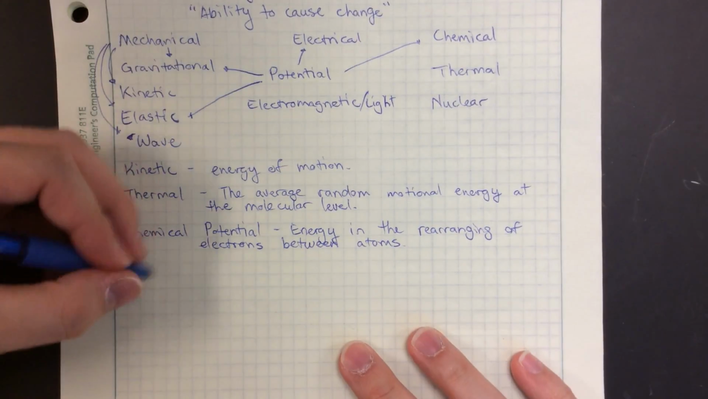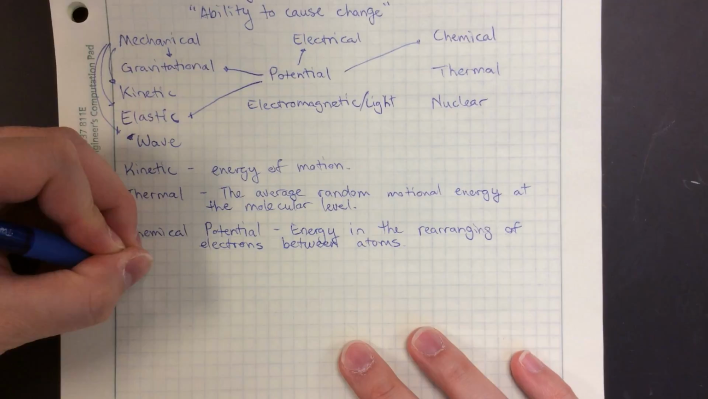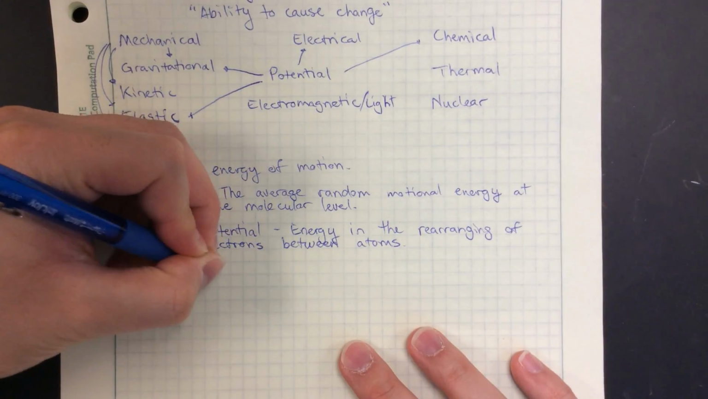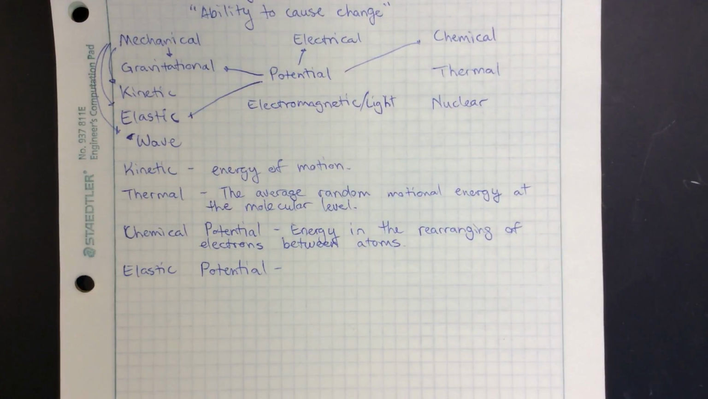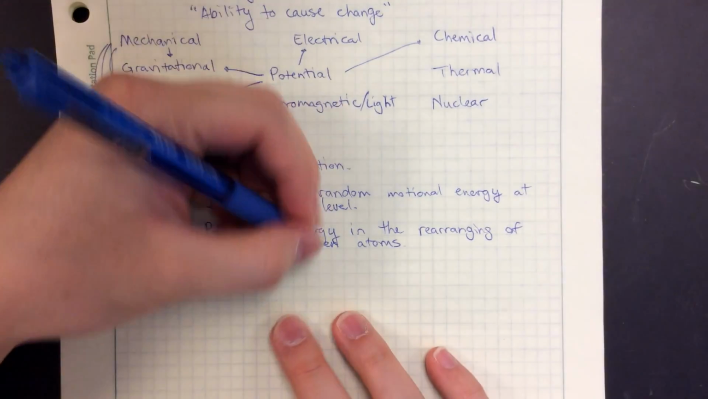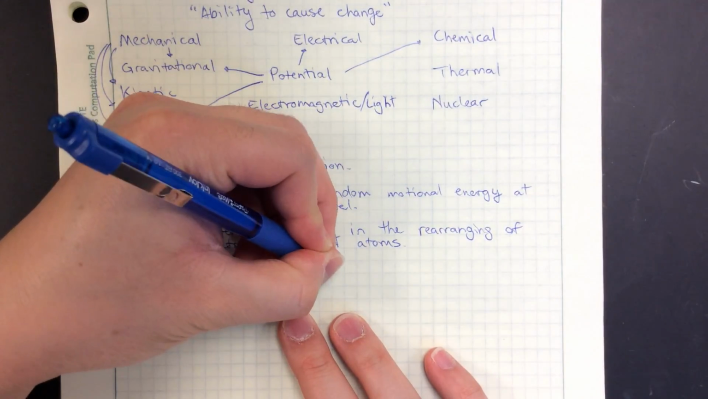We have, let's do elastic. How about elastic potential? What is elastic potential energy? How would you describe that? Restorative. Restorative, why? Because it wants to go back to its original shape. Okay, so that means it must have changed its shape, right? So is the energy stored.